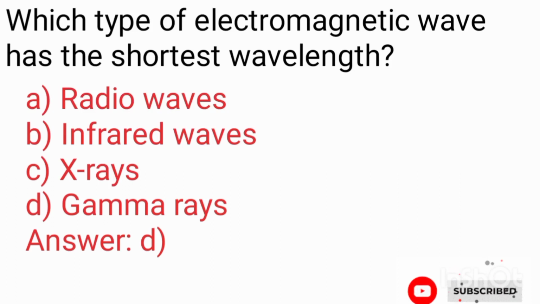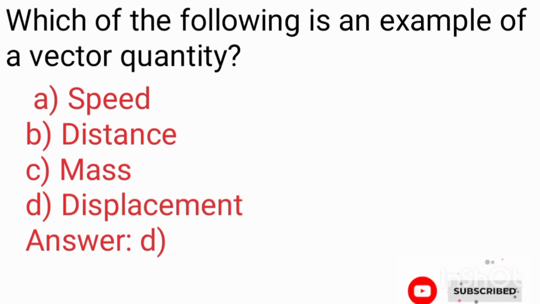Which type of electromagnetic wave has the shortest wavelength? Gamma rays. Option number D is correct. Electromagnetic waves have the shortest wavelength of gamma rays.